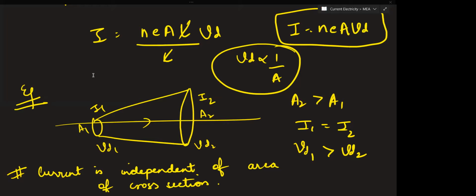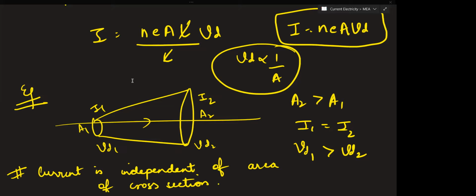The last part says, if you look at this formula, I is equal to NEAVD, current seems directly proportional to number density, electronic charge, area and drift velocity. But in reality, current does not depend on area of cross section, because the amount of charges that enter, that only will flow out. Even if you widen the area or increase the diameter, that won't affect the charges contained within. That's why current is independent of area of cross section. Whatever amount of charges enter from one end, that only exit from the other end. So even if A2 is greater than A1, we say current at both ends, I1 and I2, is the same.